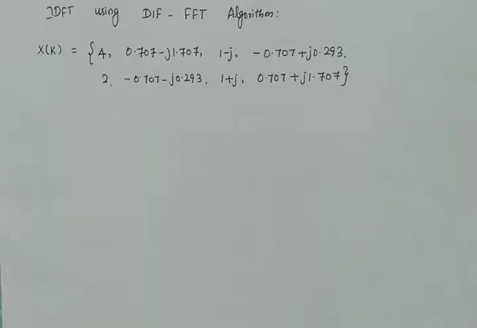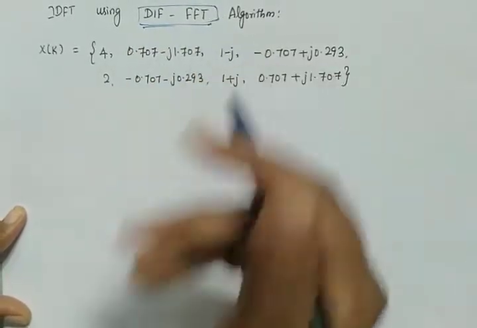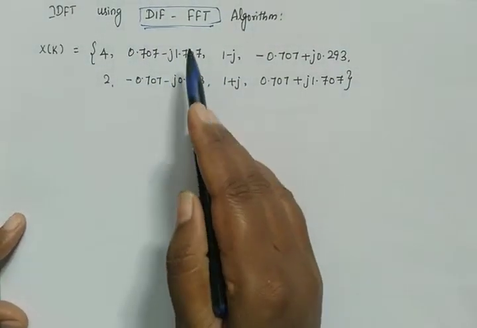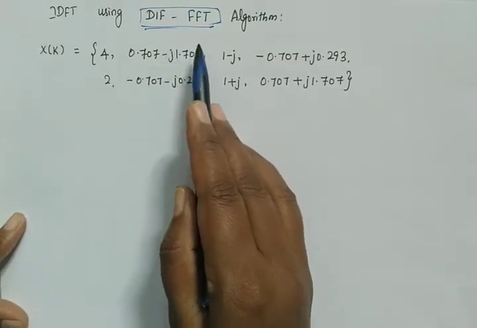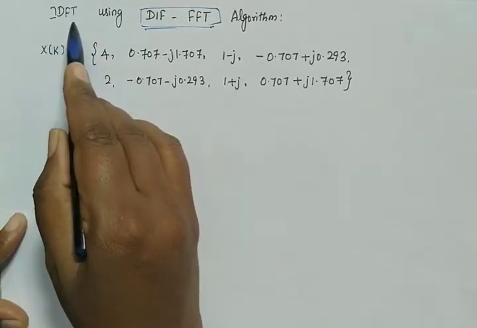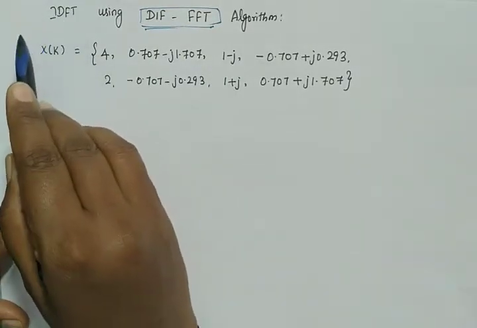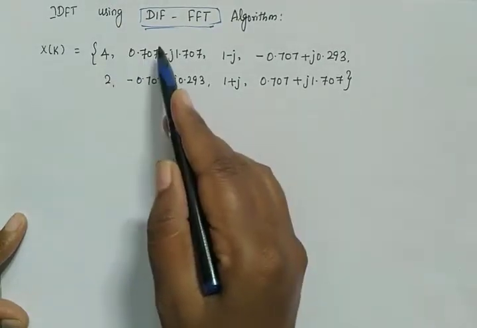Good morning. Today we'll see about IDFT using DIF FFT. Previously we have seen the DIT, that is decimation in time domain. This is decimation in frequency domain, fast Fourier transform algorithm. This is inverse DFT. Previously we have seen DFT, then IDFT for DIT, and this IDFT using DIF.